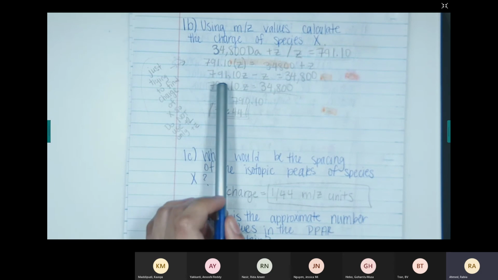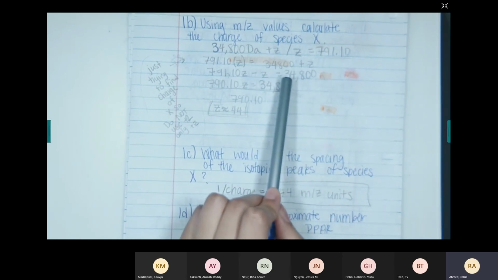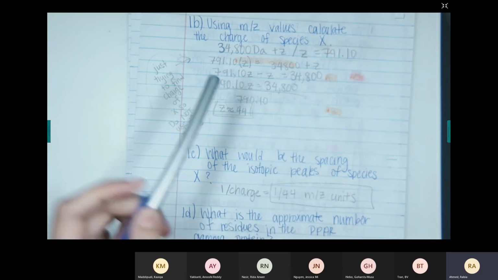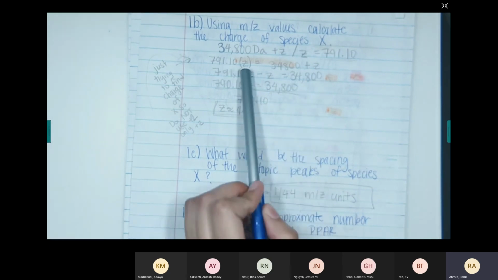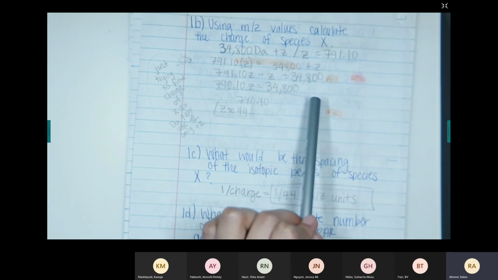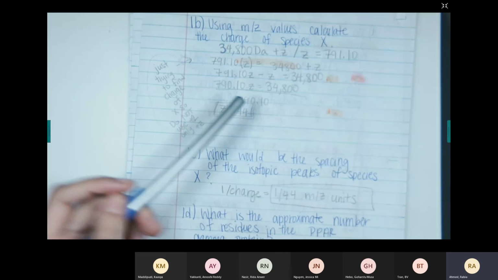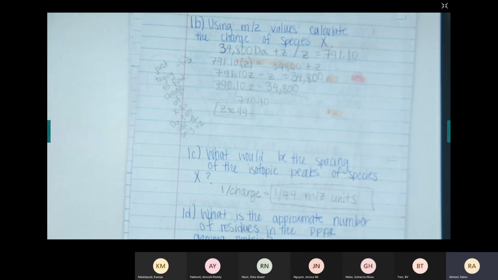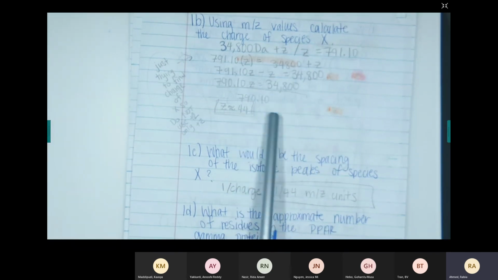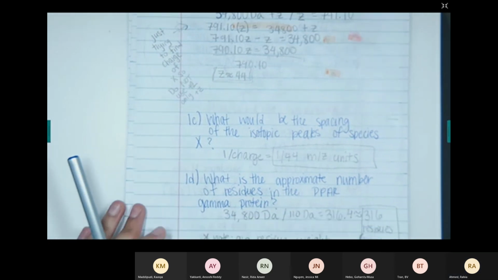So basically what we're going to do is 791.1 times Z equals 34,800 plus Z. Then we bring this Z over to the left side and subtract it, and it equals 34,800. So we just do basic algebra, isolate the Z, and divide 34,800 by 790.1. And we get Z is equal to around 44 for the species X. Okay.